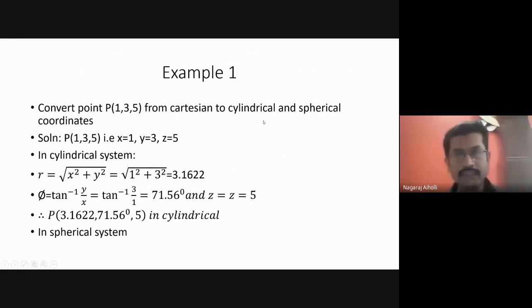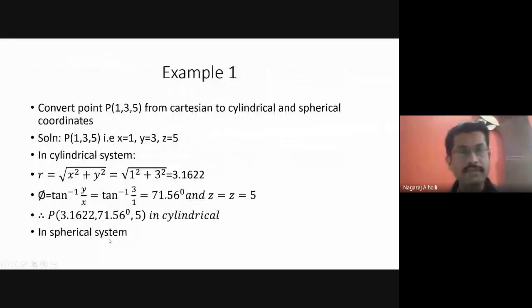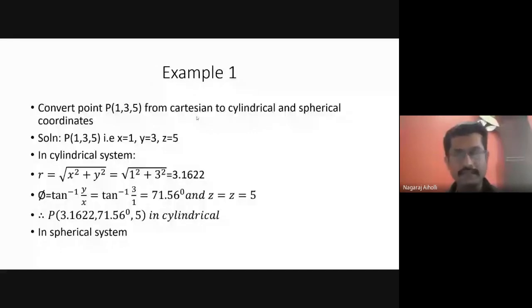Just now we have discussed the conversion from Cartesian to spherical. That is, r is square root of x square plus y square plus z square, theta is cos inverse of z divided by square root of x square plus y square plus z square, and phi is tan inverse y by x. Let us find out now. r is the square root of x square plus y square plus z square. Find out this value: square root of 1 square plus 3 square plus 5 square, because x is 1, y is 3 and z is 5. See how much you get.